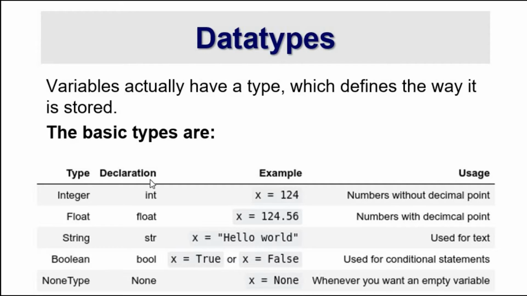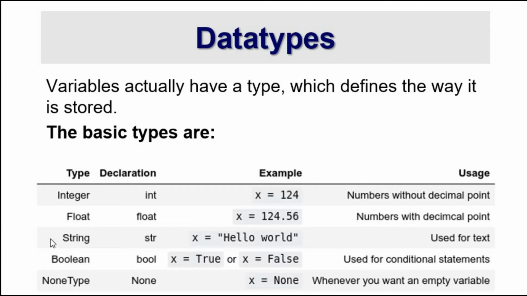For example, there are some basic types of data. The integer, and the declaration is int, with an example like x is equals to 124. The usage is a number without a decimal point. All the numbers that have no decimal point are called integers. Now we have the next data type, which is float, and this is the syntax, with an example like x is equals to 124.56. It is a number with a decimal point. All the numbers having a decimal point are called floating point numbers.